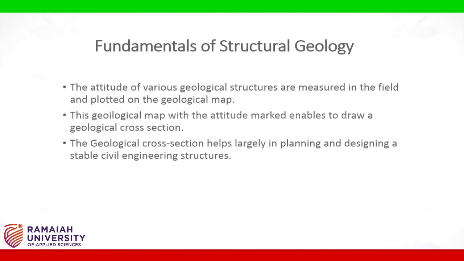The attitude of various geological structures is measured in the field and plotted on the geological map. This geological map with the attitude marked enables us to draw a geological cross-section. The geological cross-section helps largely in planning and designing a stable civil engineering structure.